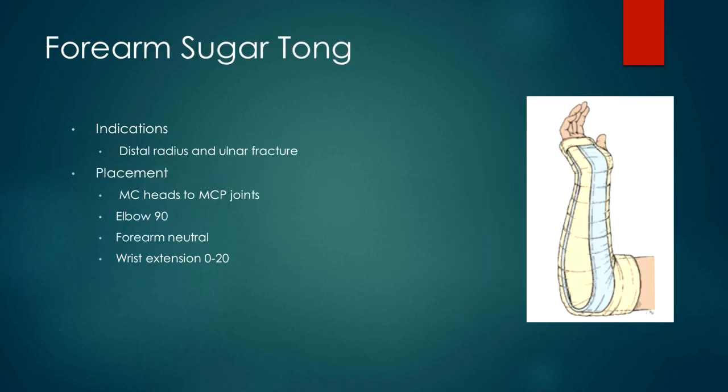Forearm sugar tong. Sorry, this is your distal radius and ulnar fractures. Again, metacarpal heads to the MCP joints. You want your elbow at 90, forearm neutral, and wrist extended. This prevents pronation, supination. Pretty good after a forearm fracture.